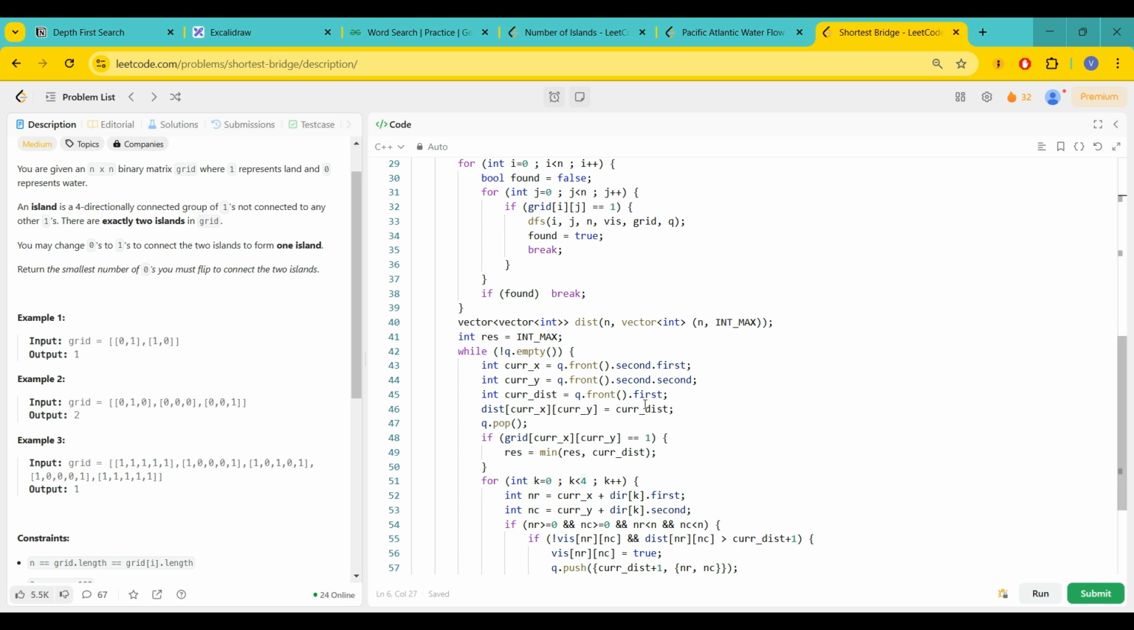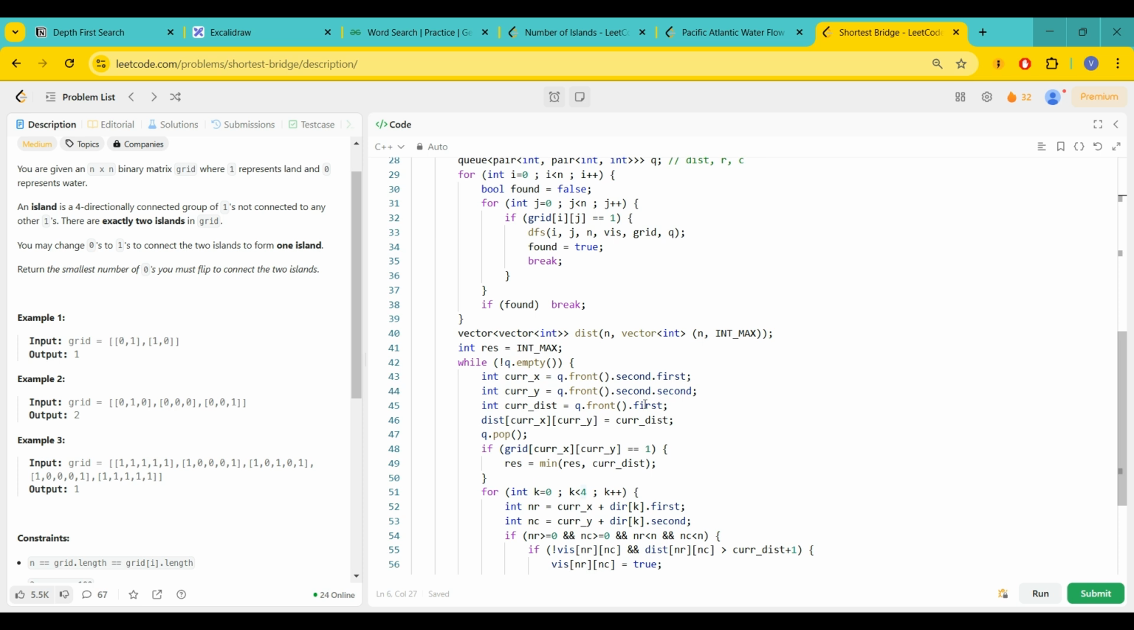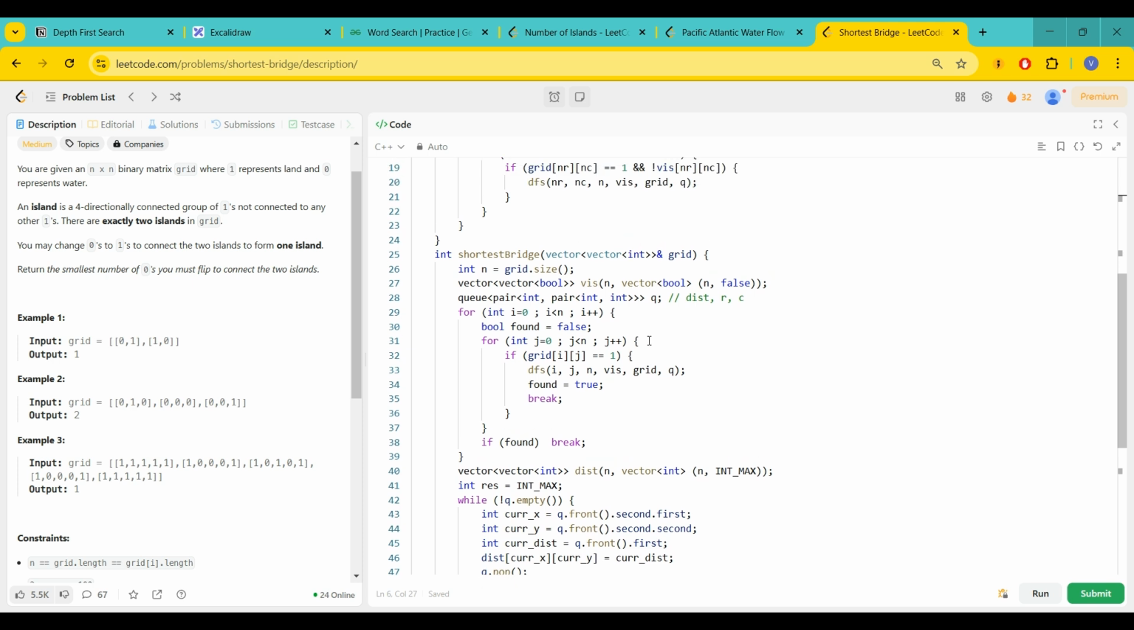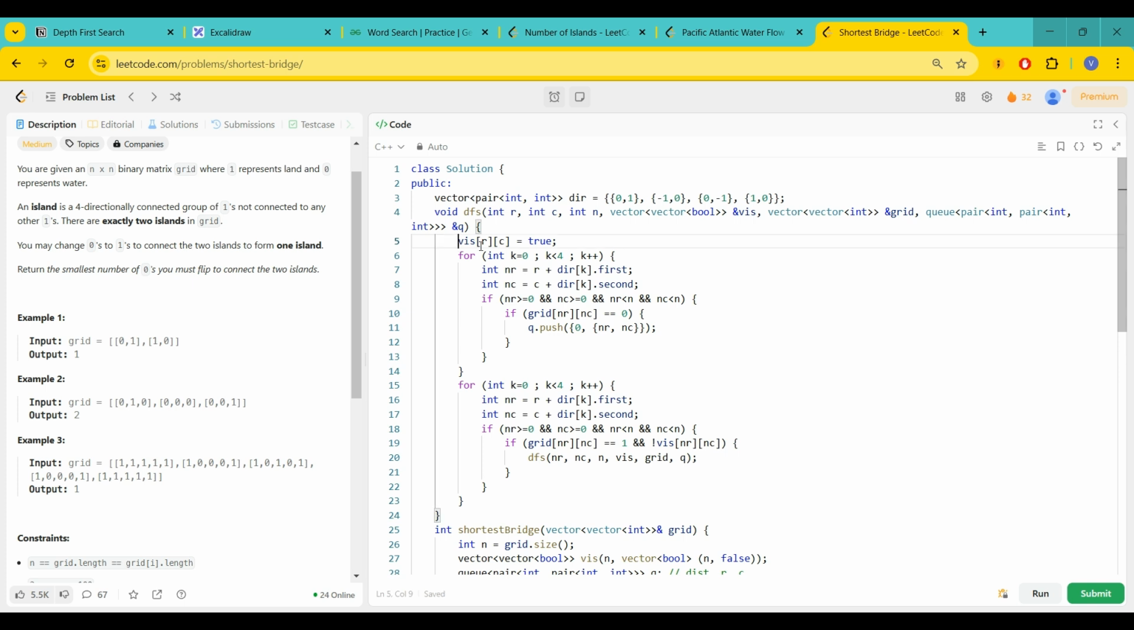As soon as I found the first island, I have to start BFS from its surrounding edges to the second island. This is a great question, and I'd really suggest you solve it on your own. But from here, we try to find one of the islands, and we only need to find one of them. That's why I break out of the loop. Again the same DFS logic: we find a starting point and mark it as visited. This is the programming logic over here.